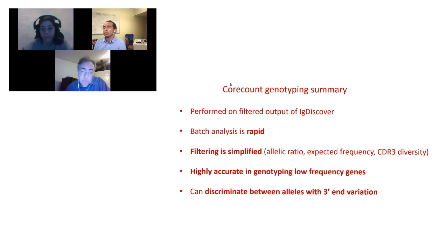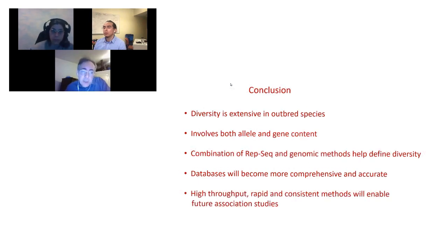So it might be important for functional. So just to conclude the talk here, I just want to emphasize that we're finding that diversity is extensive in outbred species. And this needs to be taken into account when you're doing computational analysis. The diversity involves both gene and allele content. And probably this will require the combination of RepSeq and genomic methods to really define diversity.